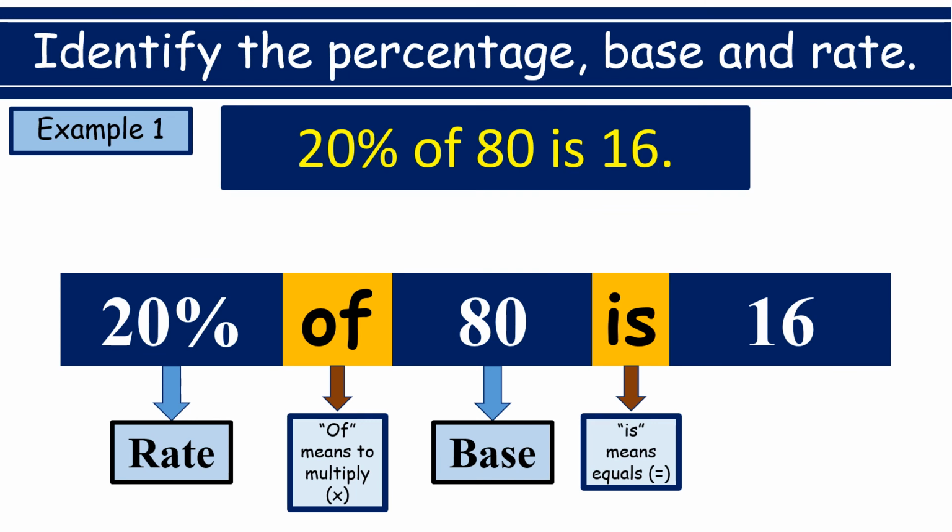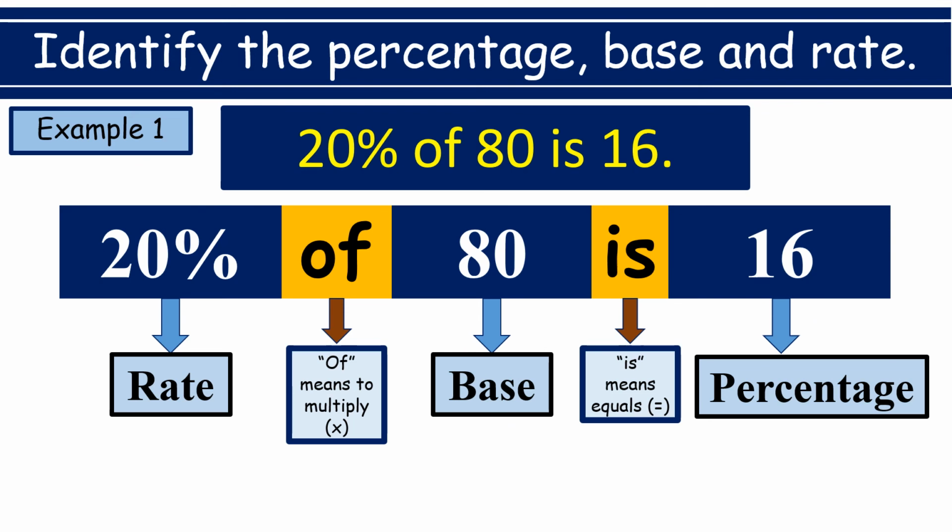Then, the word is means equals. The number next to equals is the percentage. Always remember that is always followed by the percentage. So, from the given example, 20% of 80 is 16. Here is now the final answer. Rate is 20%, our base is 80, and our percentage is 16. Did you get the same answer as mine? Good job! We are doing great, learners.